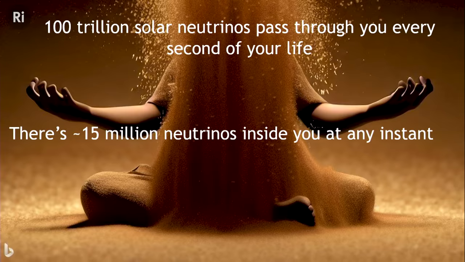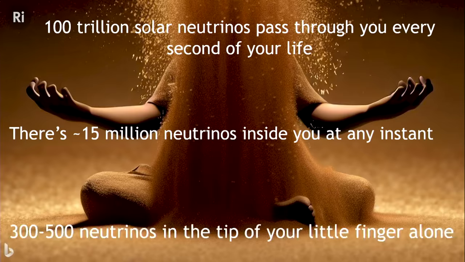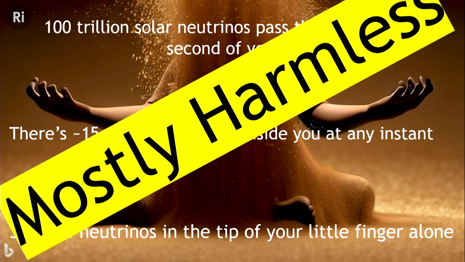If you could take a snapshot of the neutrinos in you, besides the fact that you'd win a Nobel Prize for the technology, you could see that you have about 15 million neutrinos in your entire body at any given instant. And there are 300 to 500 of them in the tip of your little finger, depending roughly on how big your little finger is. But don't worry, they are mostly harmless. And I say mostly, we'll get back to that later.